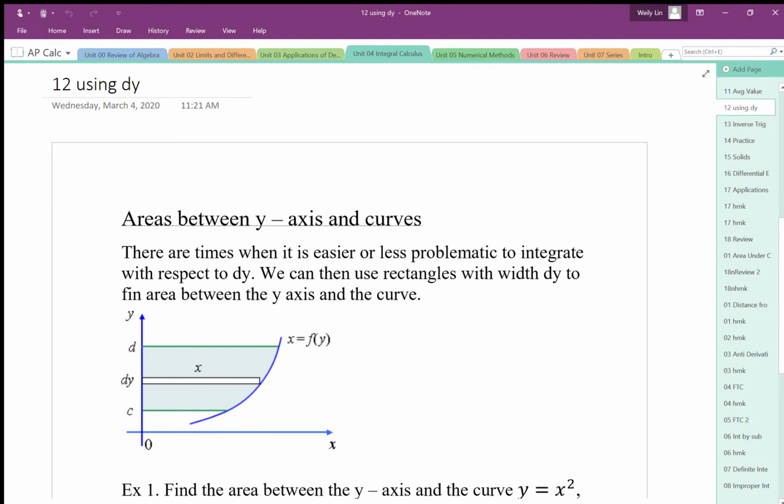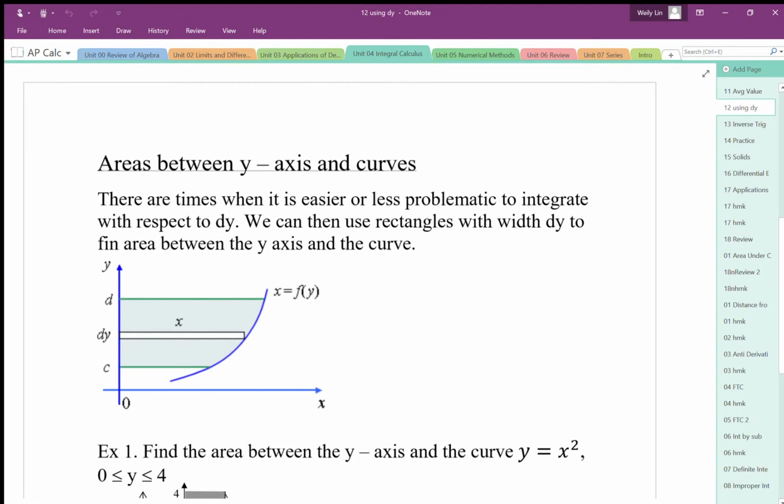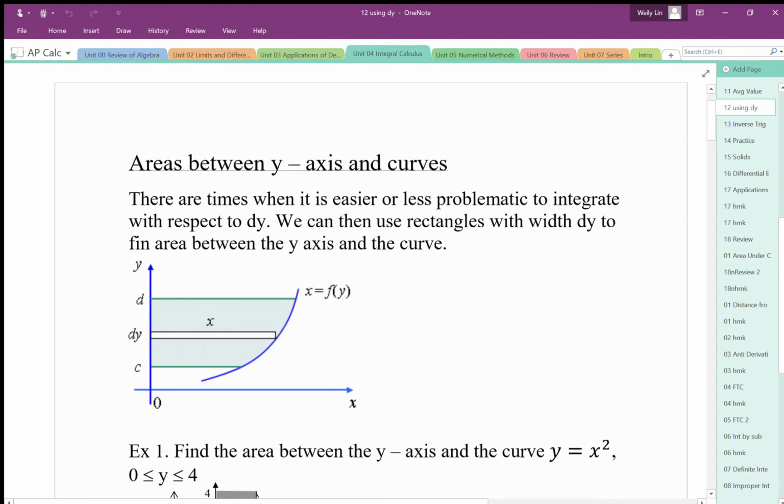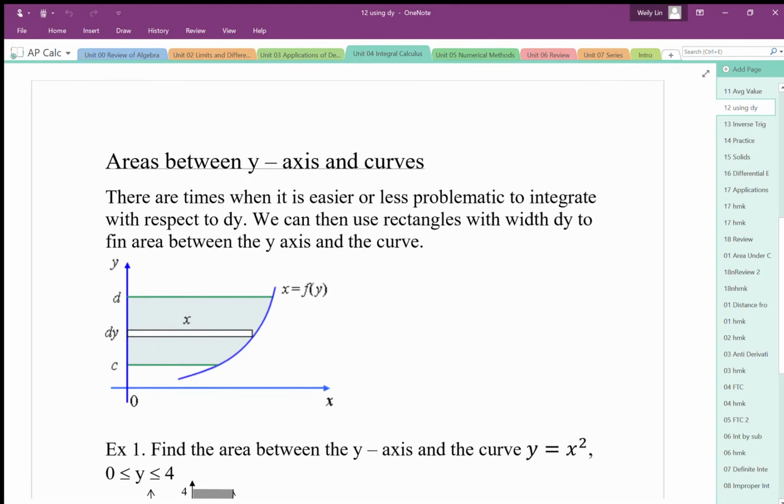So today's lesson, we're going to look at integrating along the y-axis. We're going to use rectangles that have an x length and a dy height. In this case, notice that we can work out this area. Before, we were working out areas underneath the curve; we could also work out areas that are bounded with the y-axis and the curve.